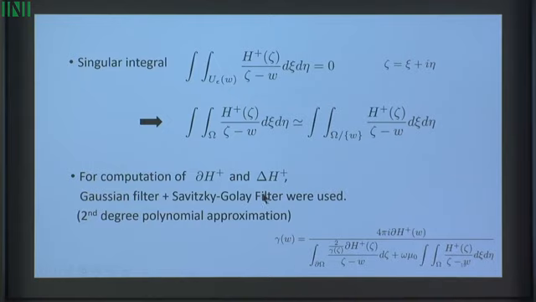And the second remark is for computation. In our formulation, we need the complex derivative of the magnetic field. So in order to compute this value, before that we applied a Gaussian filter as well as the Savitzky-Golay filter, that is a second degree polynomial local approximation. Because if we add noise to the forward solution, without these smoothing filters, it's very unstable. So we first apply these filters, and after that we substitute those values into here.